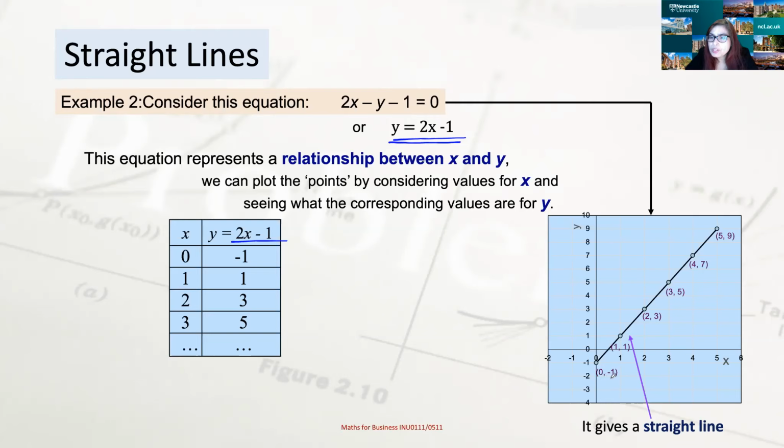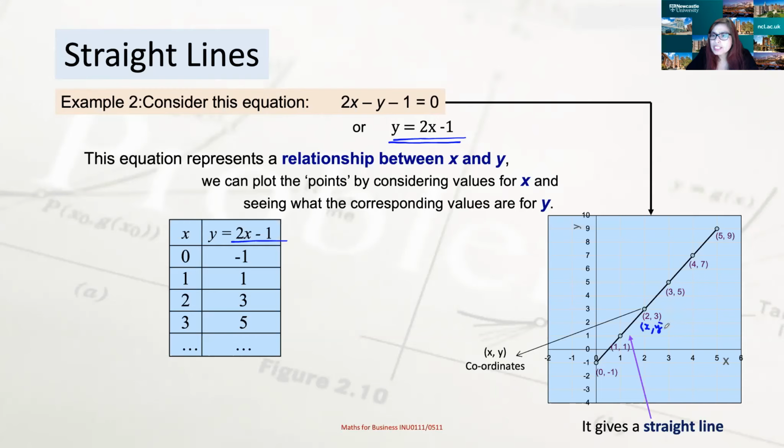And what are these points? 0, minus 1; 1, 1; 2, 3; 3, 5; 4, 7; 5, 9. They are called coordinates, where the first value, for example 1, is x, and here 1 is y. Here 2 is the x value and 3 is the y value.